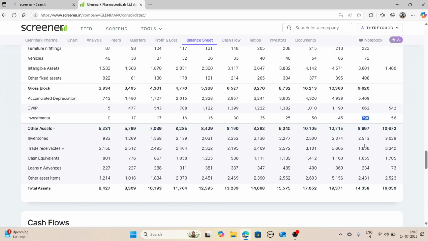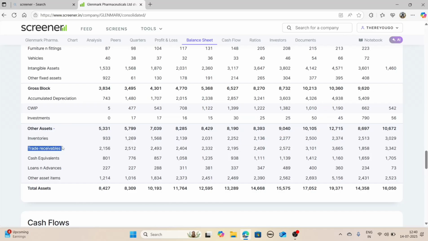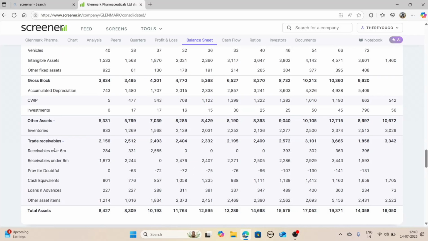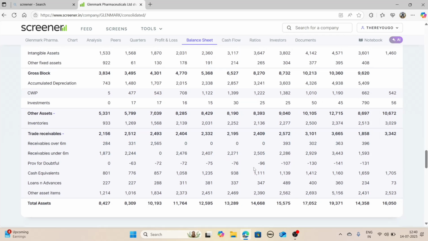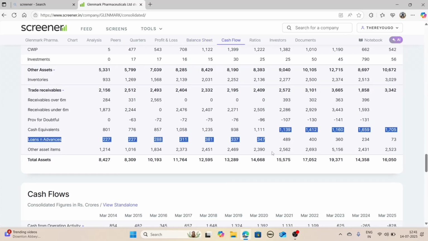Their inventories, looks like their inventories have been increasing over the years. Trade receivables, receivables over 6 months is quite low. There is not that much pressure. Receivables under 6 months is a good sign that they are going to be recovered within 6 months. Are they creating any provision for that? Yes, they are creating the provision for that. Cash and cash equivalents, looks like they are holding cash too, loans and advances.